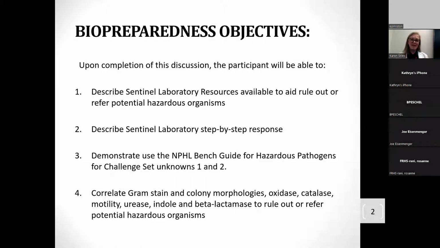All right. And I want to correlate the different reactions to the different organisms. This way we can rule it out, and also correlate colony and Gram stain morphology with the different organisms to make sure we've got a good match.